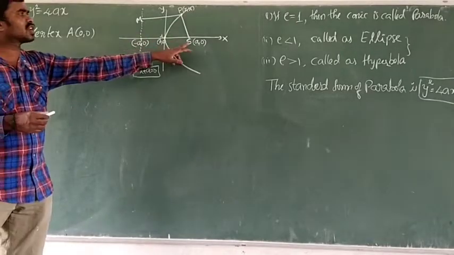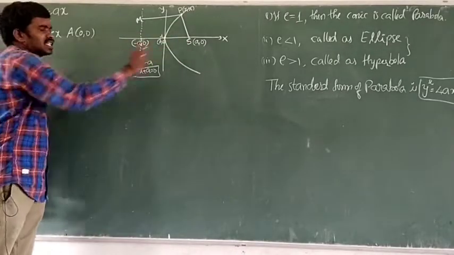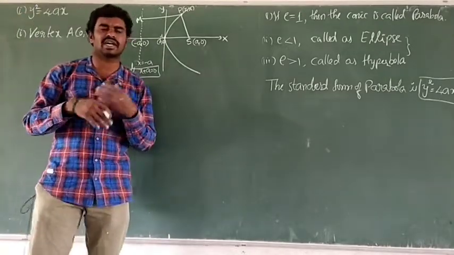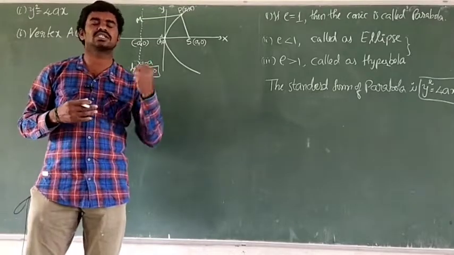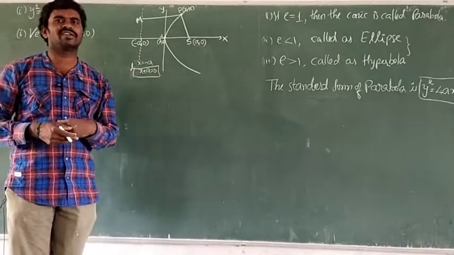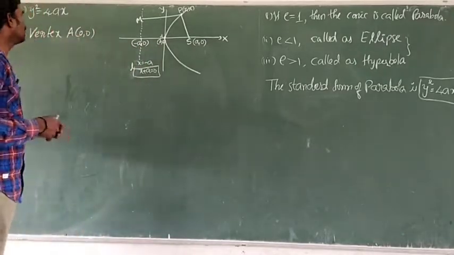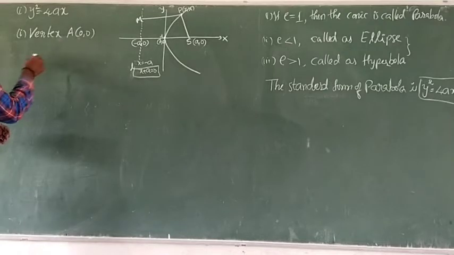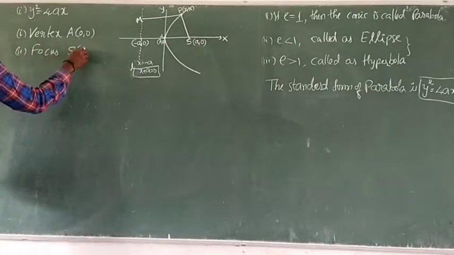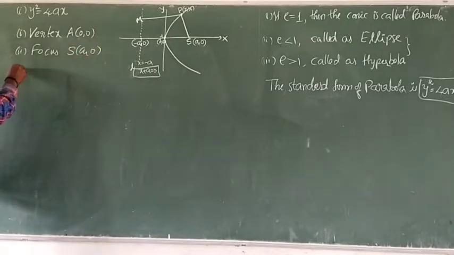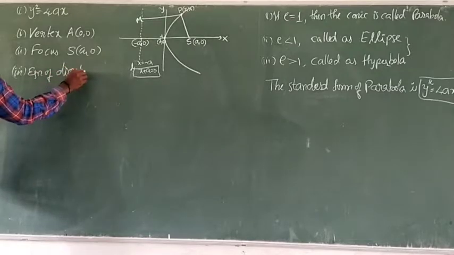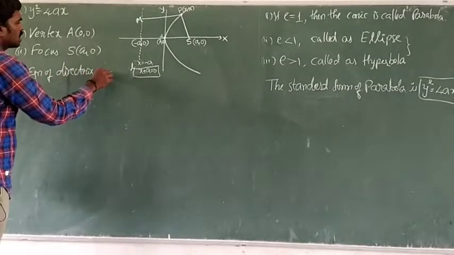Second, what is the focus? Capital S. We have to use the words again and again. We have to repeat: what is the focus, a comma 0; what is the vertex, 0 comma 0. If we repeat like that, automatically we can remember. So what is the focus? Focus capital S is a comma 0. Next, third one, equation of directrix line. What is the equation of directrix? x plus a equal 0.